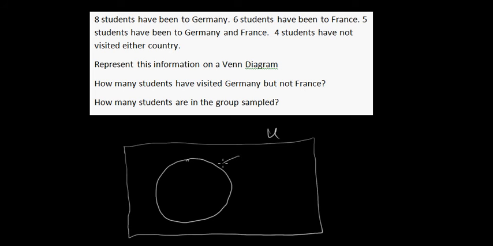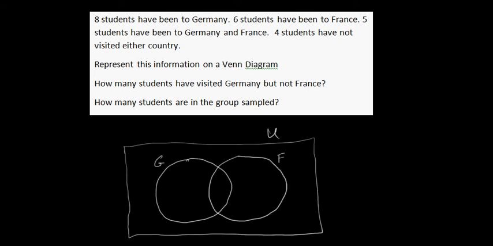Later on we'll do questions involving 3 circles, but for the moment we're just looking at two circles. So we're talking about Germany and we're talking about France. This circle here represents students who visited Germany. This circle here represents students who visited France. And the universal set represents all the students that we've spoken to. So we've sampled a certain number of students. We'll look at how many we've sampled in a minute.